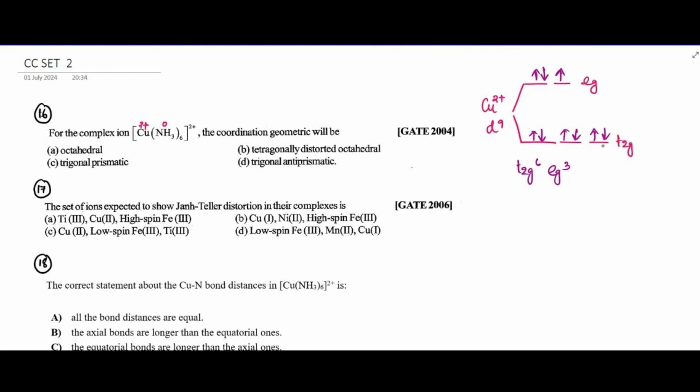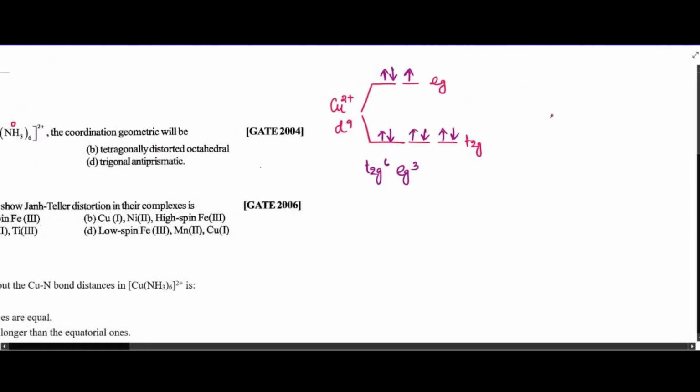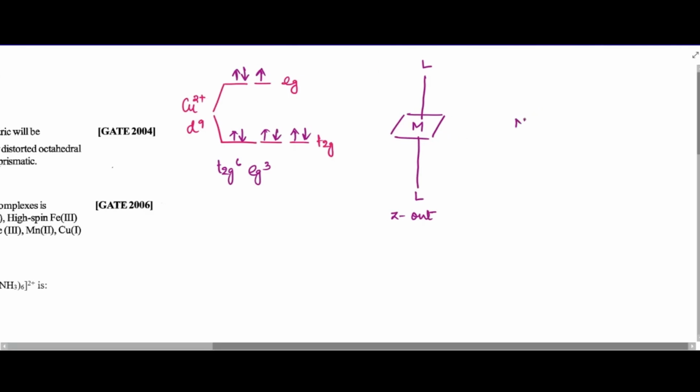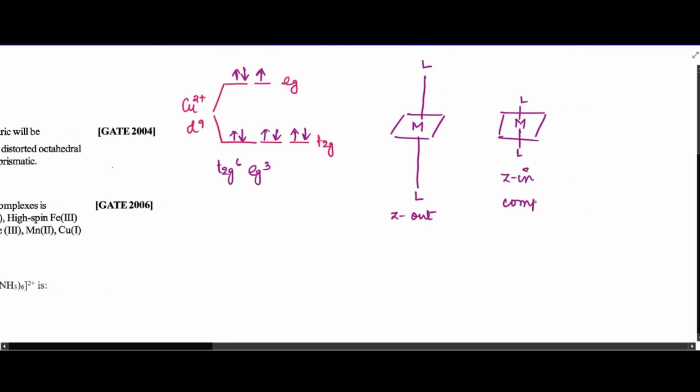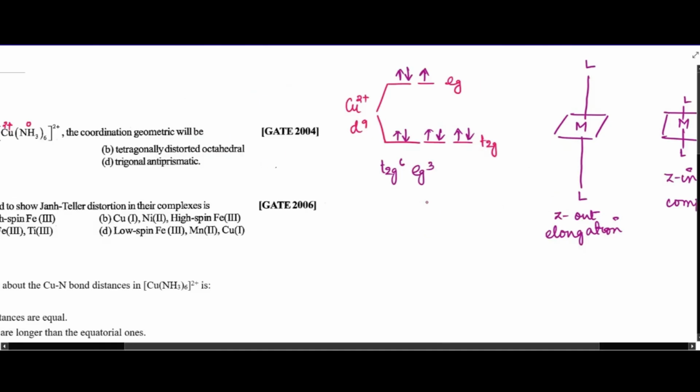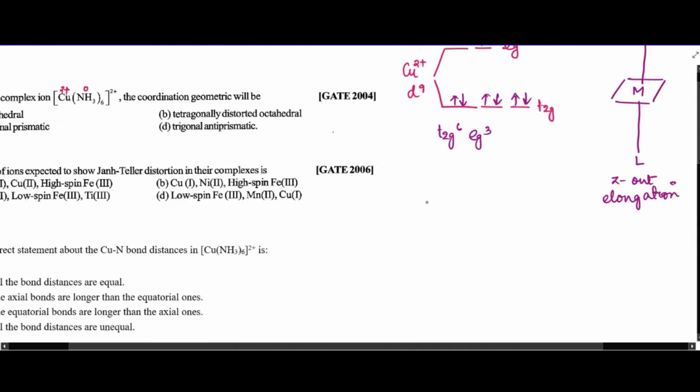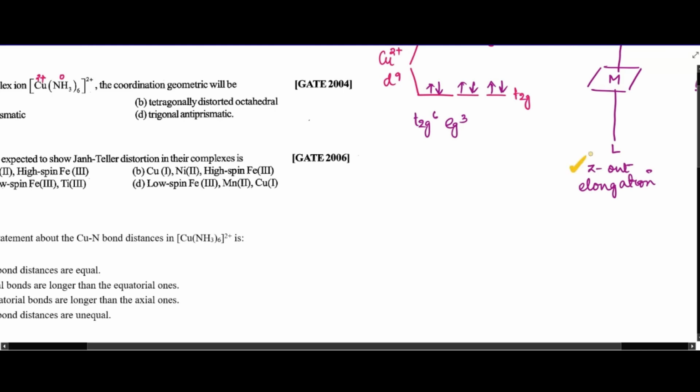In this, there are two possibilities. One, you have a complex with 4 ligands in the plane, and it will get elongated along the axial bonds. This is called Z-out elongation. This is tetragonal elongation. Or you can see a compression along the axial bonds. This is called Z-in compression. Okay, Z-out elongation or Z-in compression. Usually for copper 2+, the most stable tetragonal distortion is the Z-out elongation.